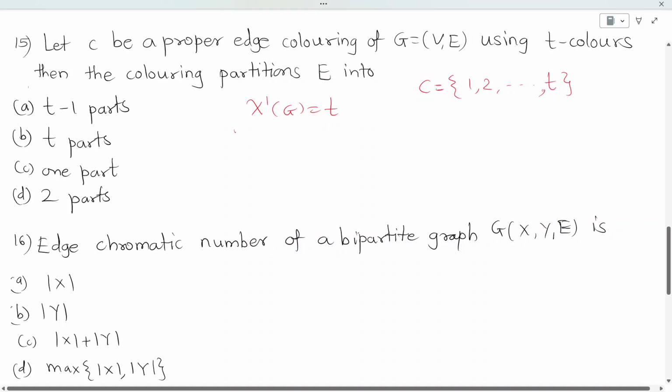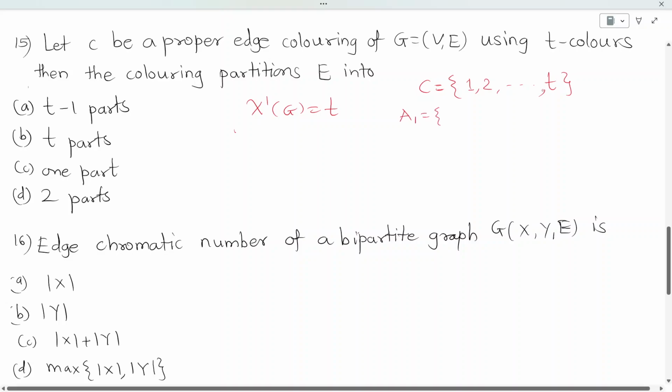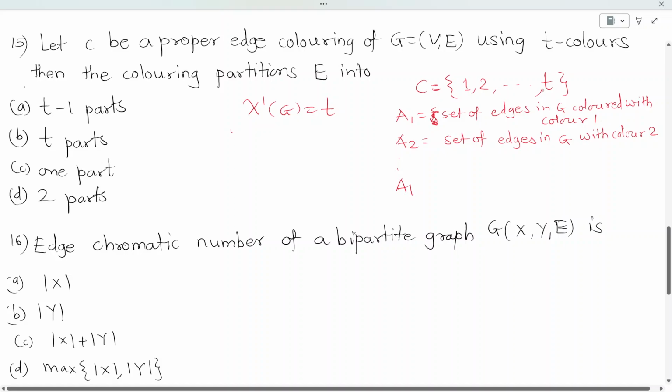Already we have discussed this in our classroom, that if we use T colors, then the edge set is partitioned into T sets. How do we create this partition? We consider set, say A1, where A1 is the set of edges in G colored with color 1. A2 is the set of edges in G with color 2. So on, AT is the set of edges in G with color T.